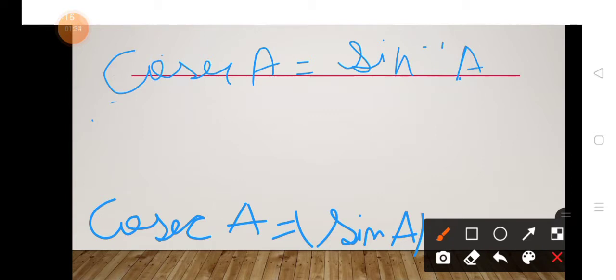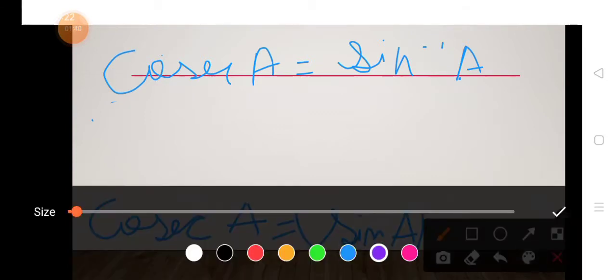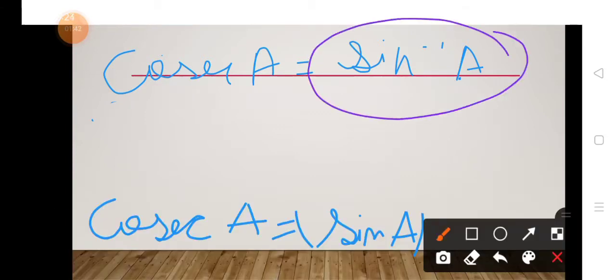I cannot write. It is called sine inverse A. Sine inverse A has a different meaning. This particular word is different meaning, which you will learn in higher classes. Now, for now, don't use this symbol. Use which I gave you. This one. In a similar convention, hold for the other trigonometric ratio as well.